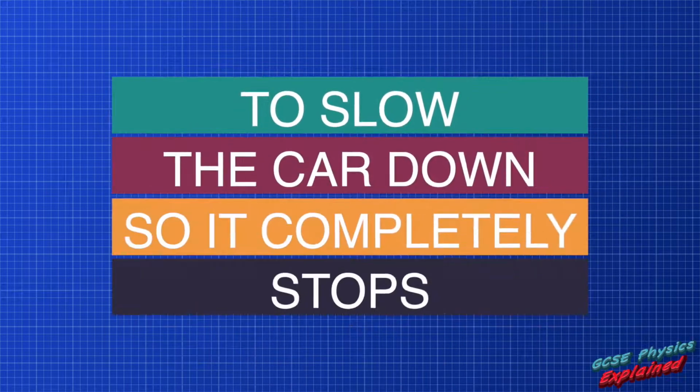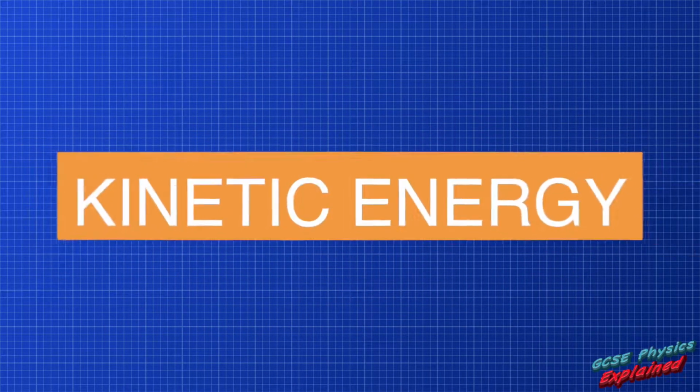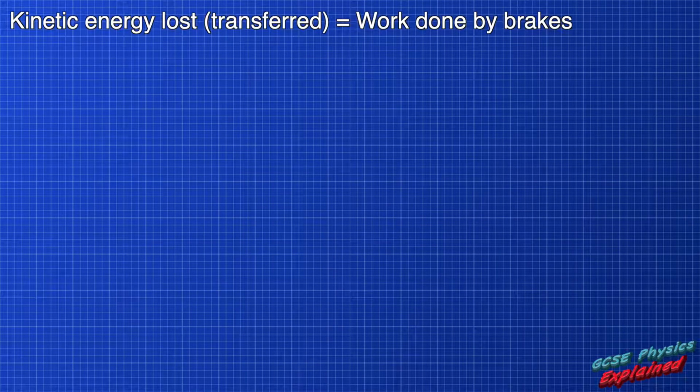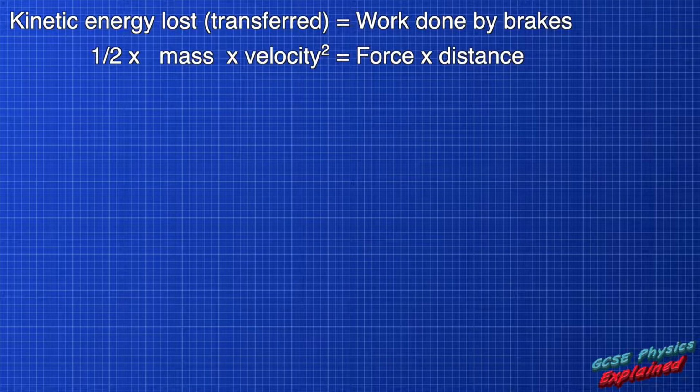To slow the car down so it completely stops means the amount of work done by the brakes must equal the car's initial store of kinetic energy. Initial kinetic energy of the car at the start equals the work done by the brakes. Half times mass times velocity squared equals force times distance.